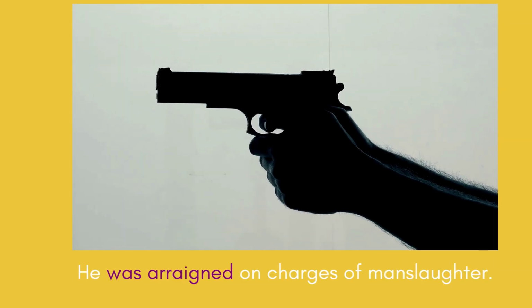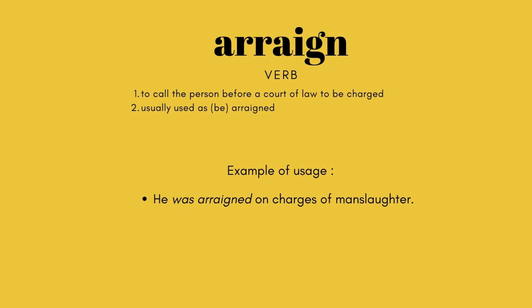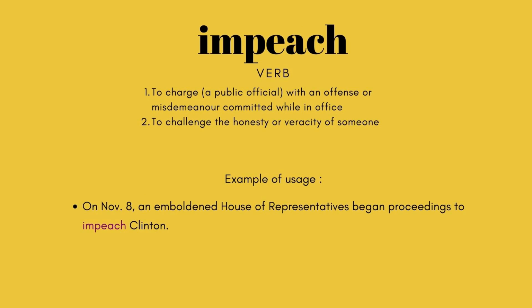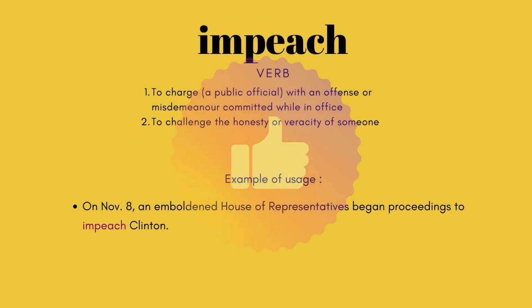Arraign can also be used more broadly to describe any accusation of wrongdoing. Last but not the least, to impeach means to charge someone with doing something wrong, specifically a high government official such as the US President, a senator, or a federal judge.